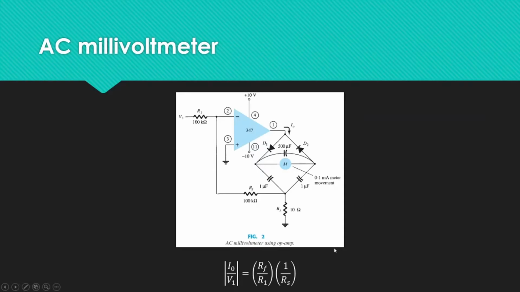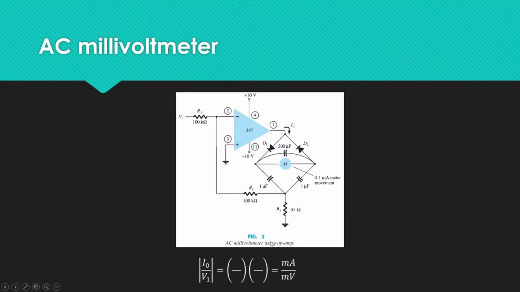Another example of an instrumentation circuit is the AC millivoltmeter as shown in figure 2. The circuit transfer function is the same as the DC millivoltmeter, except that in this situation, the signal being handled is an AC signal. So the meter indication provides a full-scale deflection for an AC input voltage of 10 millivolts, whereby an AC input of 5 millivolts produces a half-scale deflection, with a meter reading interpreted in millivolt units.